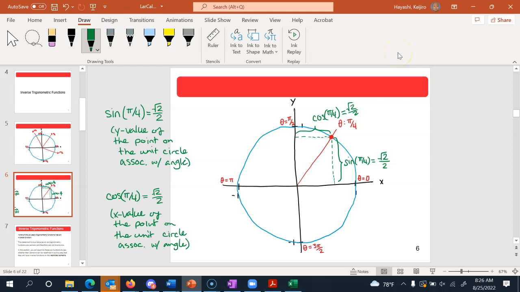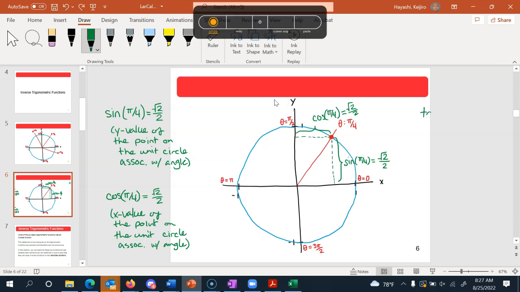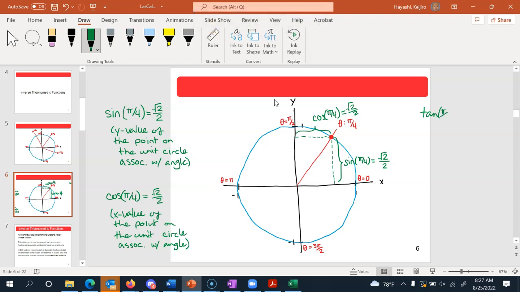And the tangent is not something that you can just look at an angle and know its tangent. Fortunately, if you know the sine and the cosine, you can know the tangent. Because the tangent of an angle is simply the sine over the cosine.